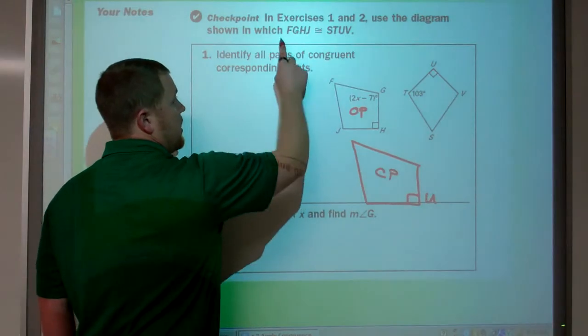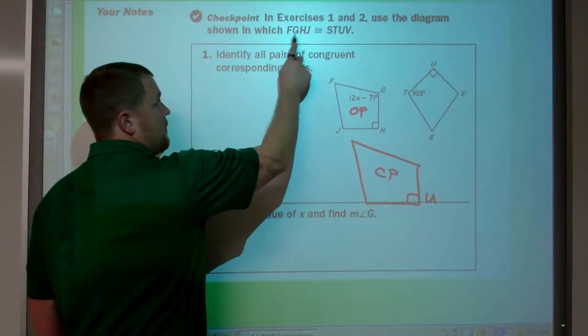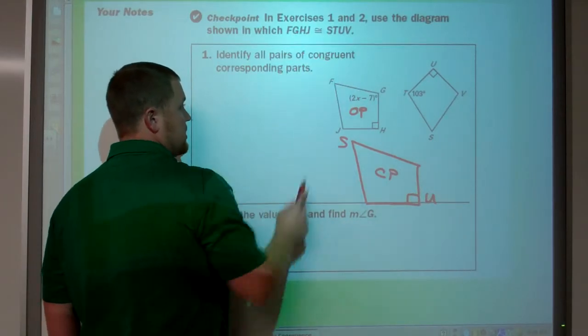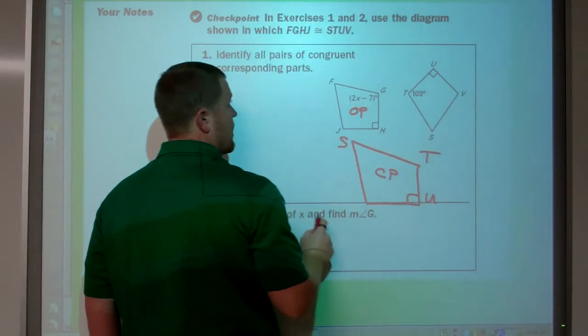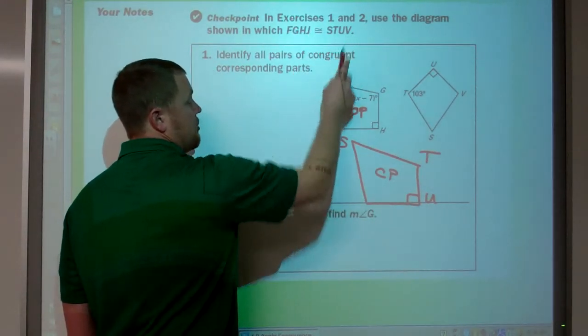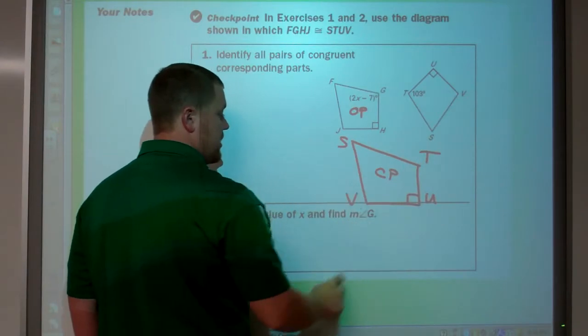Okay, now for my congruent statement, angle F corresponds with S. S needs to go up here. G corresponds with T. H corresponds with U. H and U, yep, we're good. And J corresponds with V. There's J and there's V.